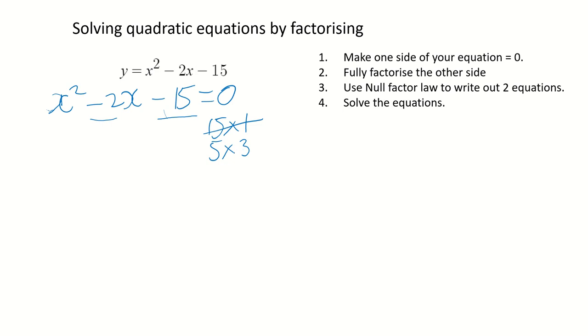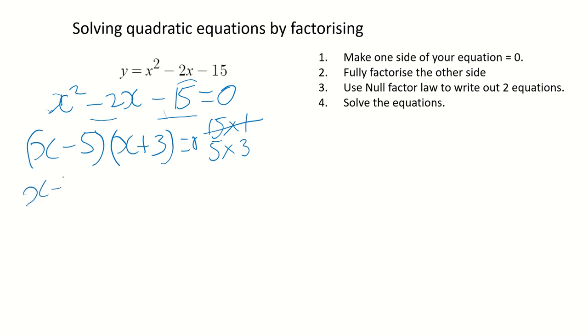Now we need to work out whether one of them has to be negative, because we're going to get -15, and the only way we can get them to multiply to -15 is if one of these two is negative. Now, is it going to be 5 plus -3, or 5 take 3? That'll give us 2, so no. What about -5 plus 3? That'll give us -2. So it's going to be x take 5, x plus 3.